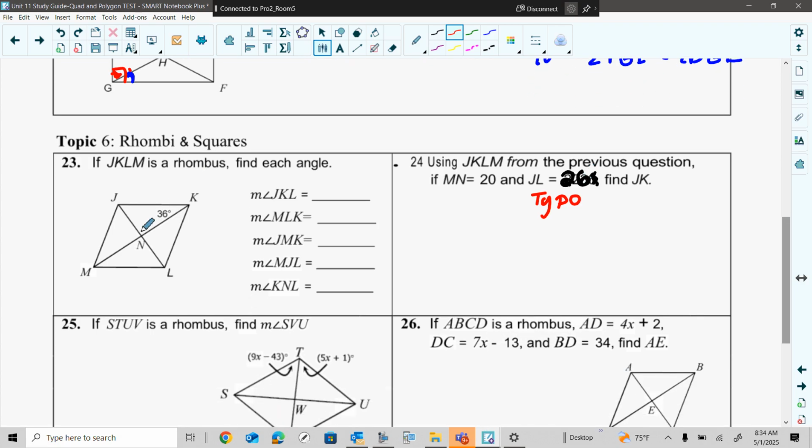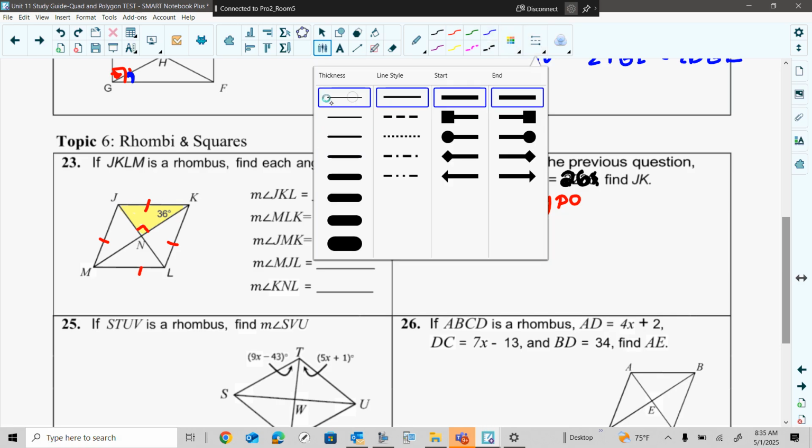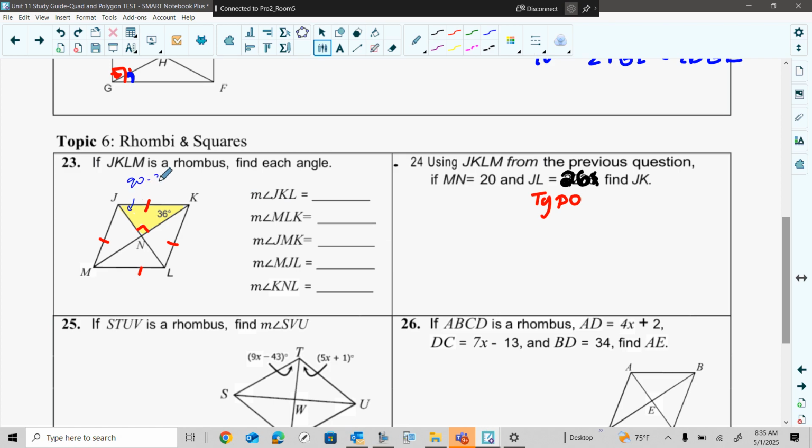All right, top of 6 is rhombus and square. Just remember the rhombus, all the sides are congruent. Same thing with the square. The rhombus, the diagonals are perpendicular. Okay, so you have to remember in the rhombus, these right triangles are all congruent. So if I know 90 and this is 36, then I can find this missing angle here as just 90 minus 36. So we get 54, which means that's going to be in all of the right triangles.